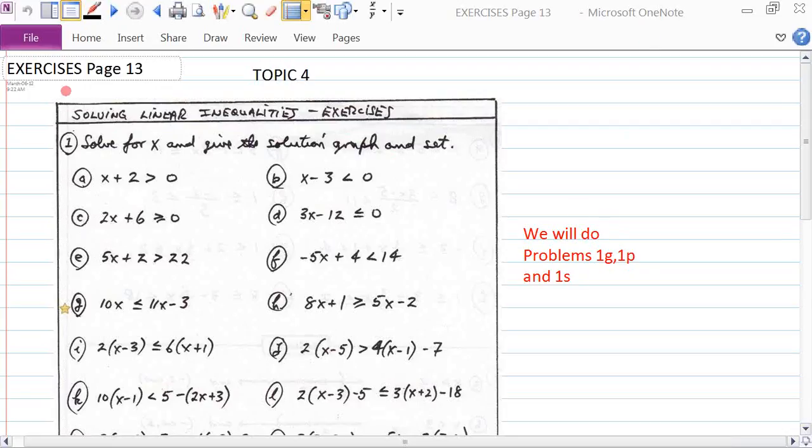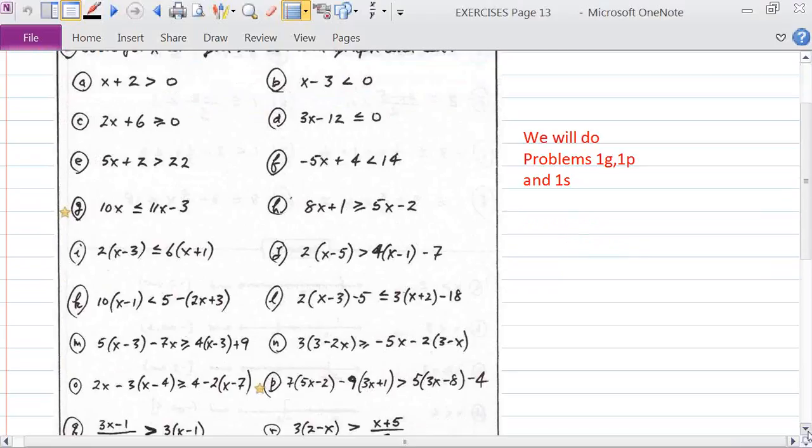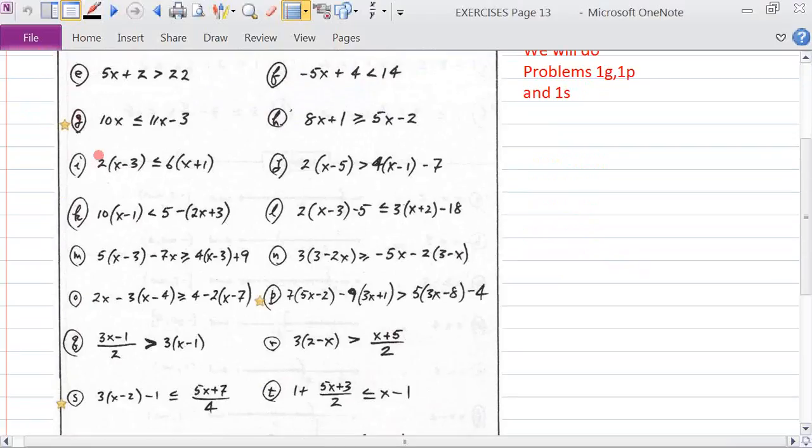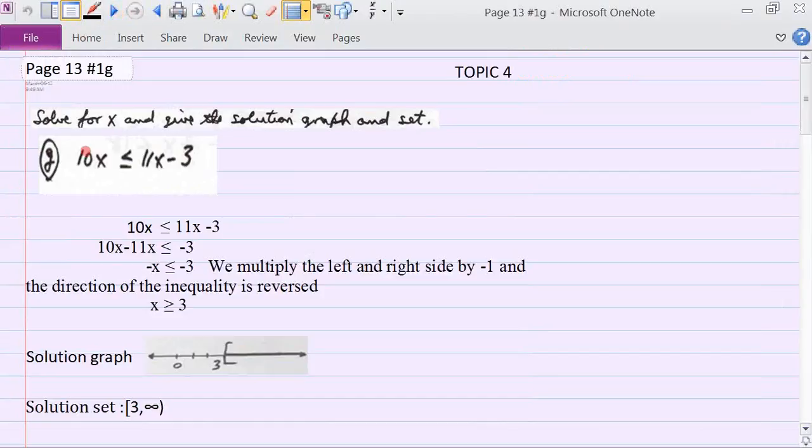We're on topic 4, and we're going to do the exercises on page 13. And the problems we will do will be 1G, 1P, and 1S. So let's start with 1G here.